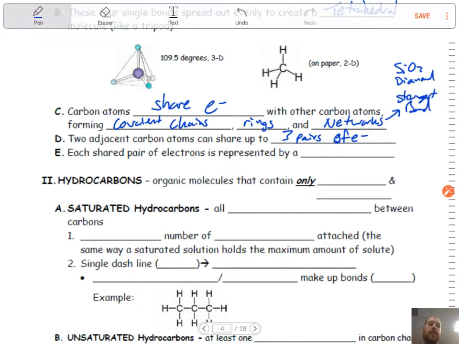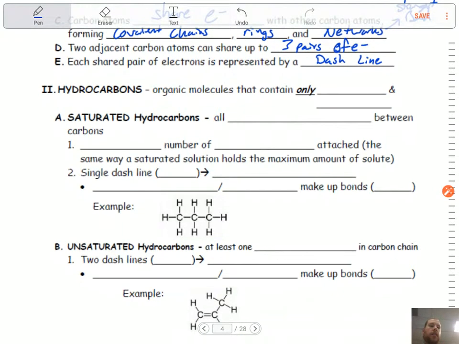Each shared pair of electrons is represented by a dash line. This is not going to be something new, but you'll see how it can be a little bit new when we start drawing structures. So hydrocarbons, guys, are organic molecules that only contain carbon and hydrogen, so C and H. Now, the first term you've got to understand and make sure you know. I'm going to point out big things for you to highlight and remember. And saturated is one.